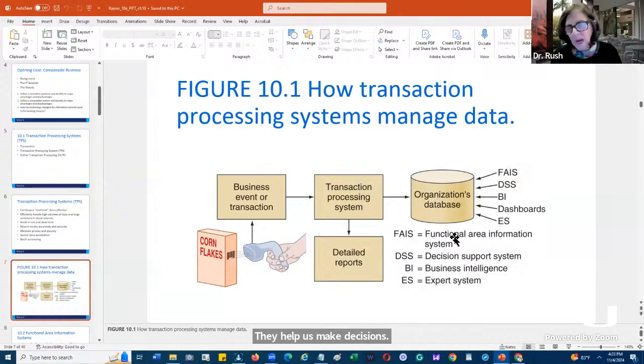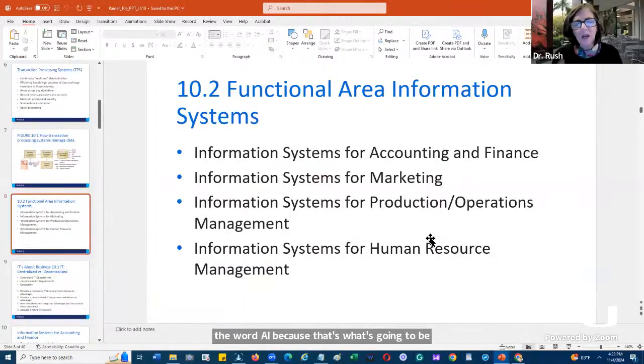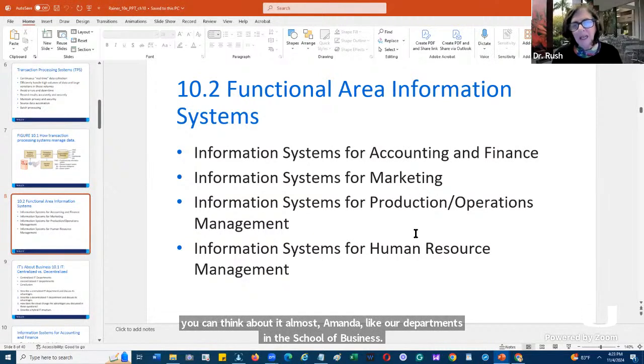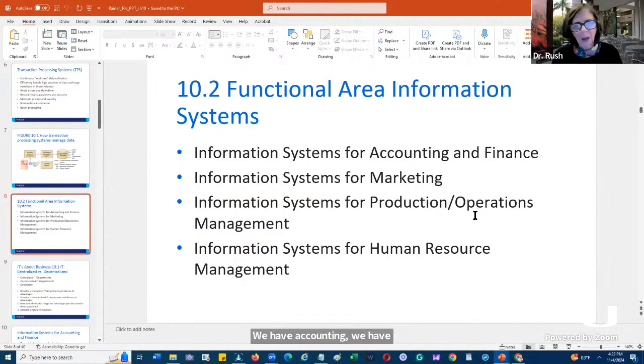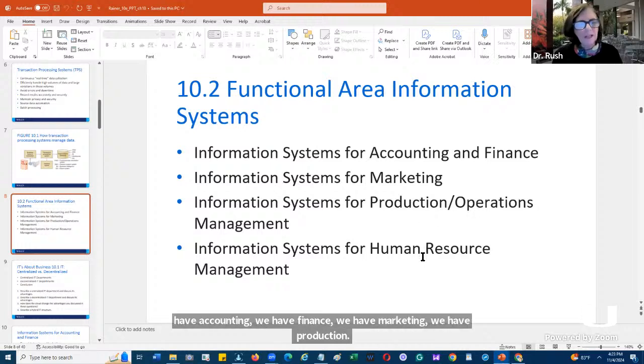And a lot of this training will be used for my Gen AI to make better decisions. Notice they don't use the word AI here. You could add the word AI because that's what's going to be incorporated next into these systems. So you think, what is a functional area? You can think about it almost, Amanda, like our departments in the School of Business. We have accounting, finance, marketing, production, operations management, human resource management.